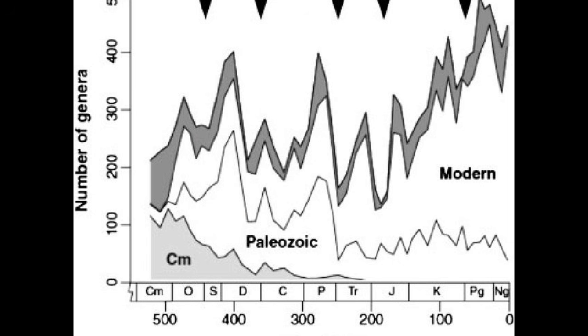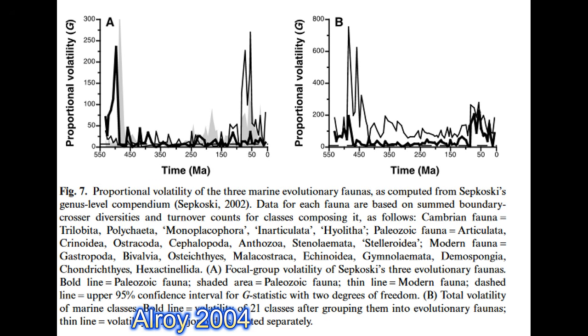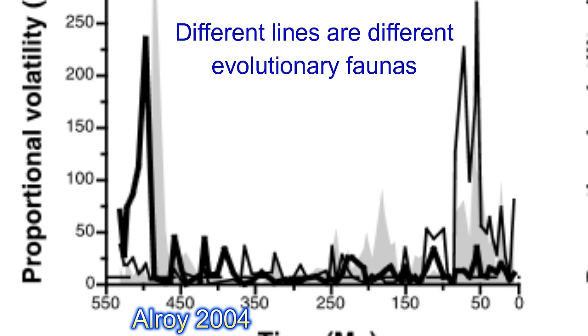Okay, so that's interesting. Alroy again, actually, in 2004, was also looking at volatility, proportional volatility. So this is basically how volatile the proportions are going through time. And I don't fully understand exactly what this is showing us, but what he was showing is that there are radical differences in the volatility of the different evolutionary faunas at different times.